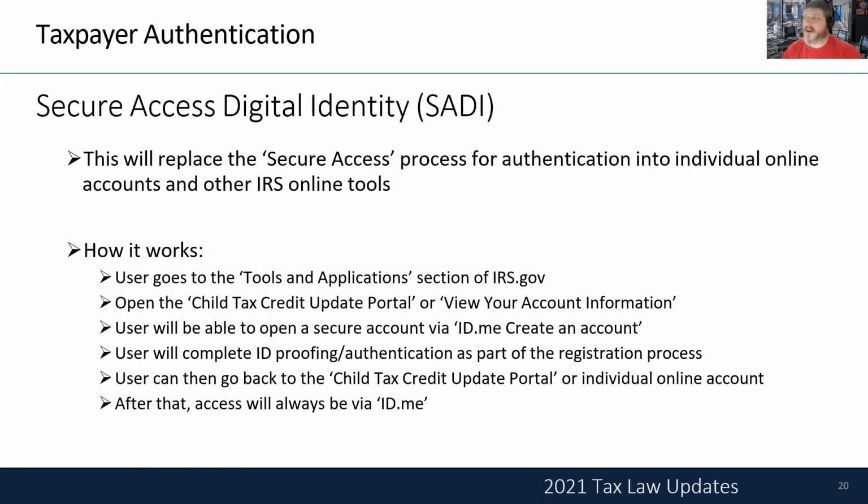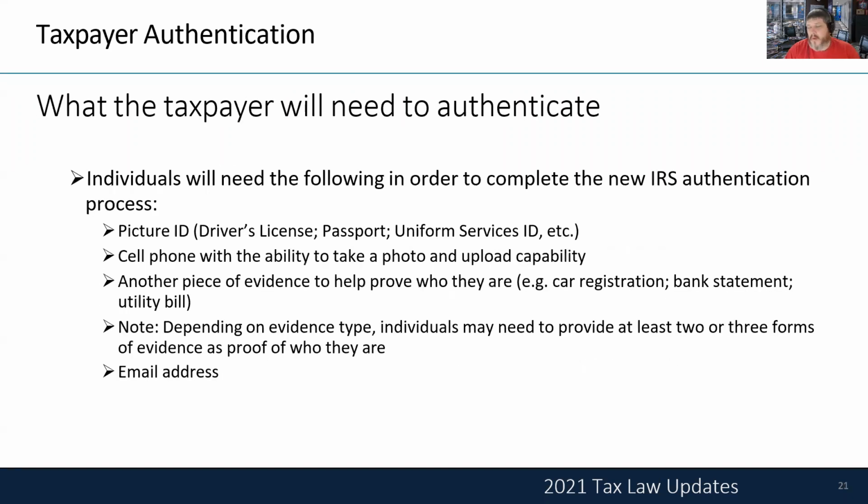Which leads me to the Secure Access Digital Identity, or SADI system, okay? Basically, they can create an account through a company called ID.me that will verify their identity using facial recognition software. Okay, so what they will need to authenticate. Once they go to the IRS website, they go into tools, they go to my IRS account, there's a button there that says create account via ID.me. And what they will need is a picture ID, driver's license, passport. I know uniform services ID, but some government issued ID ideally. They need a cell phone with the ability to take a photo and upload.